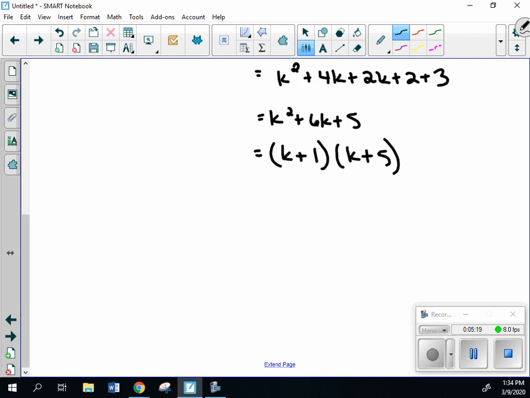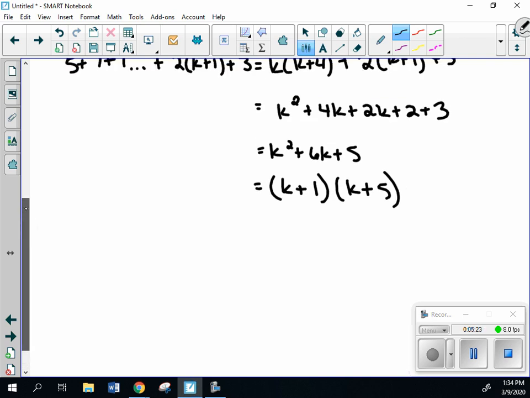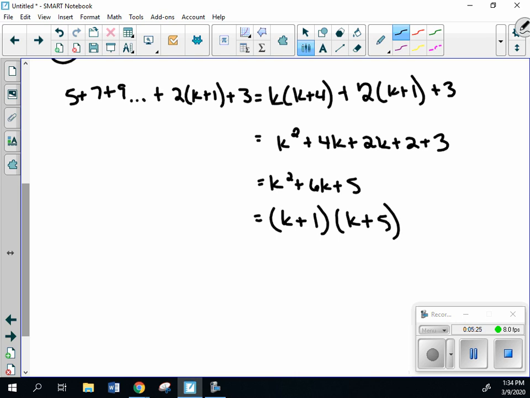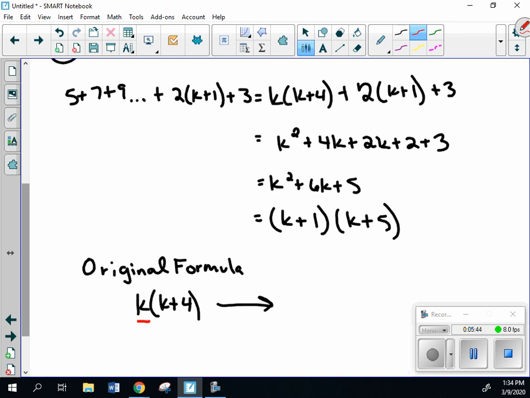This is the end of this, and let me explain why. So the original statement was k plus 4, right? So we're supposed to find this for the next previous term. So if I'm supposed to find that for the next previous term, these k's here are supposed to be plus 1.